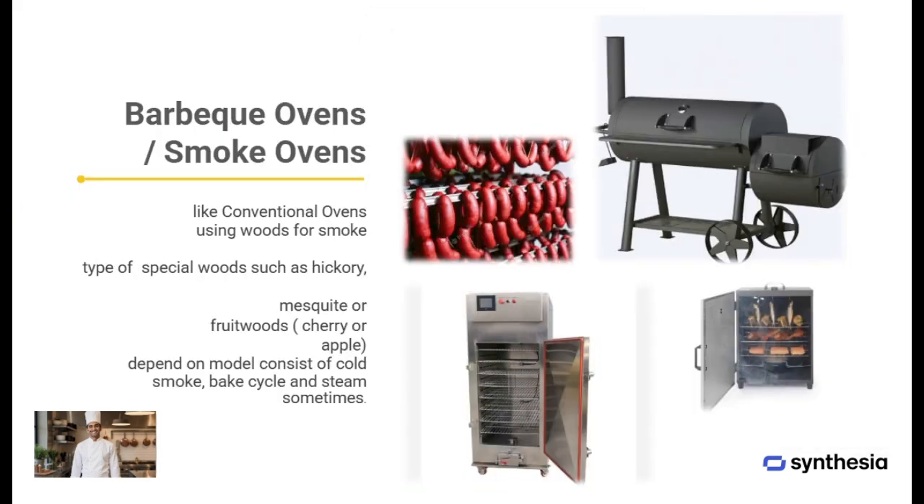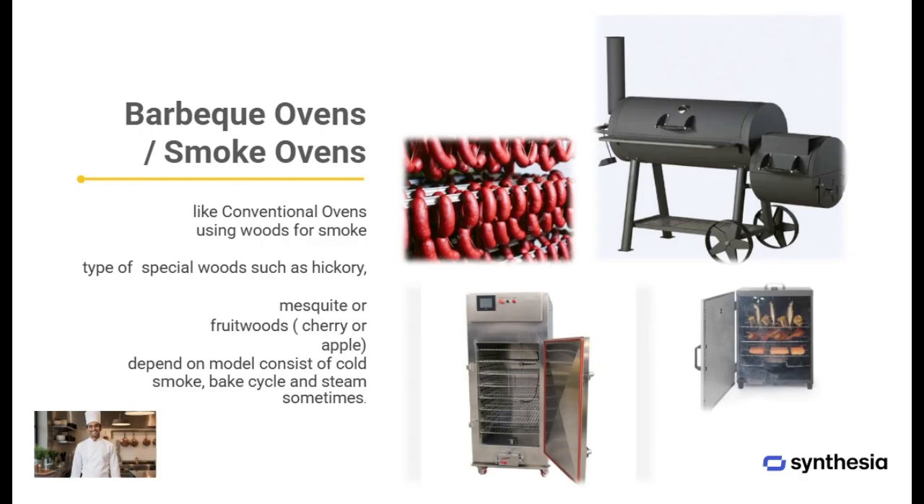Now, let's continue with another specialized type of oven, barbecue ovens or smoke ovens. Unlike conventional ovens, this equipment uses wood smoke to add a distinctive aroma and flavor to food. It is commonly used for products such as meat, sausages, and smoked fish. One important factor in smoking is the type of wood we use because different woods produce different characteristics of smoke.